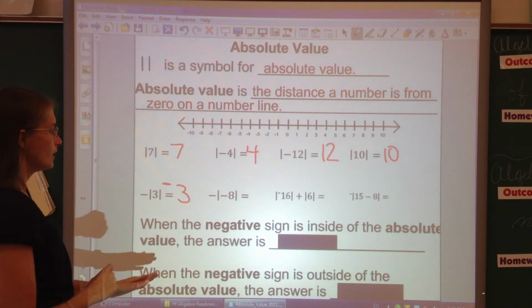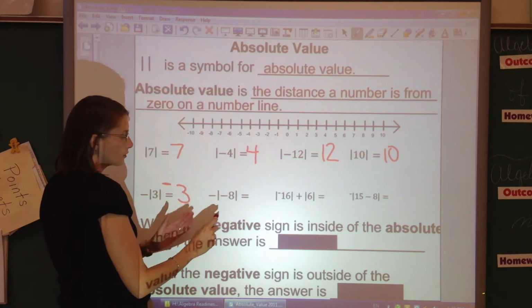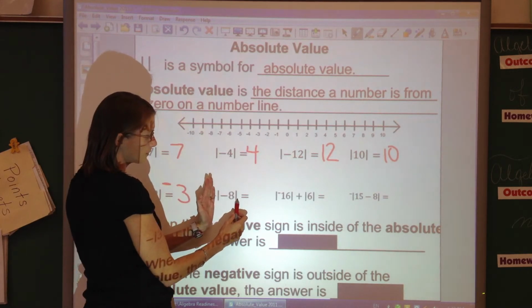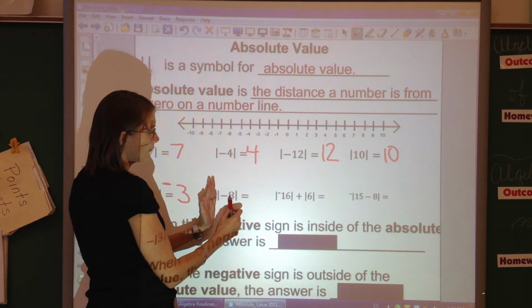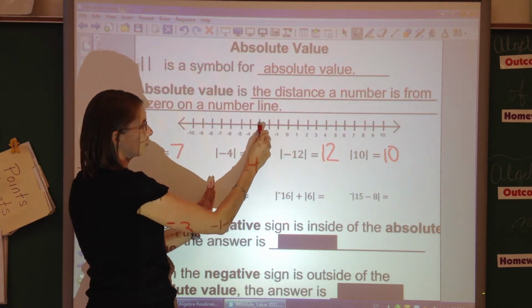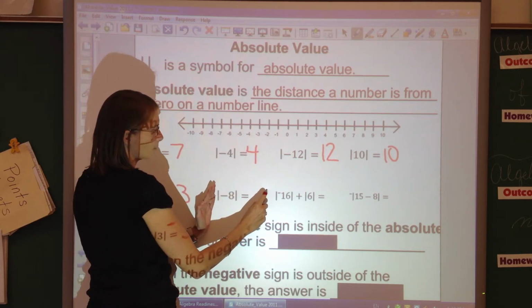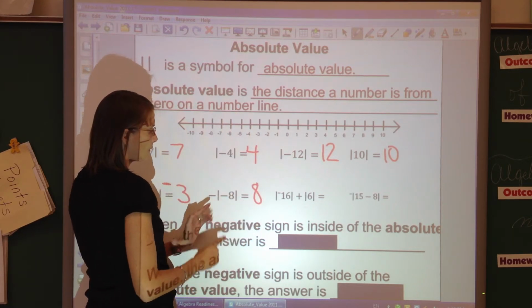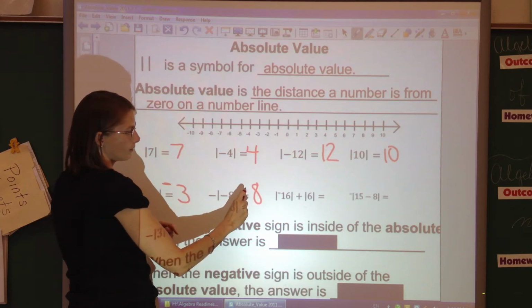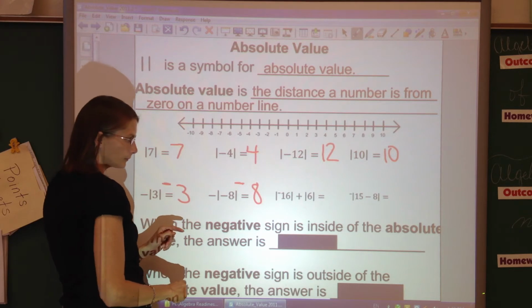My next one says negative absolute value of -8. So the first thing I have to look at is what's the absolute value of -8? How far is -8 from 0? And it's 1, 2, 3, 4, 5, 6, 7, 8 hops away, but it wants -8 because the negative's on the outside.